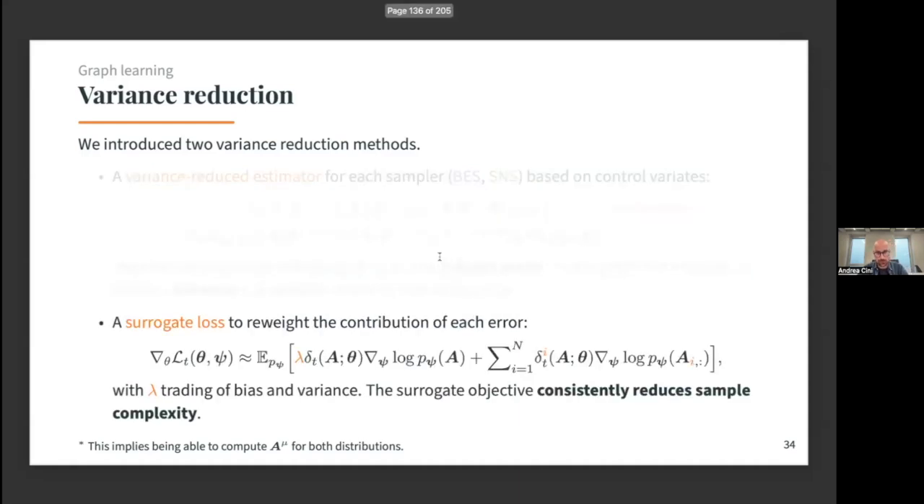The second method instead is based on a surrogate loss, which reweights the different components of the loss that we are trying to minimize. The idea here is to give a different weight to the error at each node, so that when we are changing the probability of sampling a specific neighborhood for one node, we are giving more weight to the error at that specific node rather than on the full graph. Clearly, this introduces some bias. So we introduced this hyperparameter that allows for balancing this bias and variance trade-off.